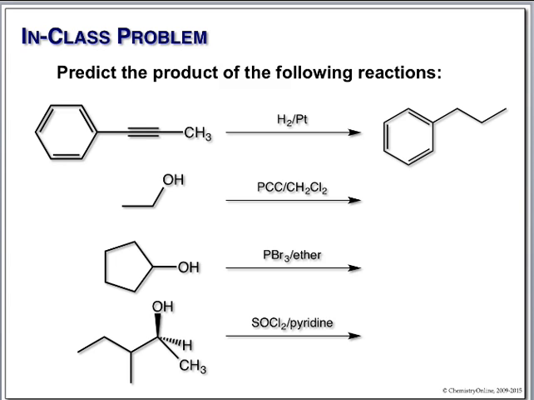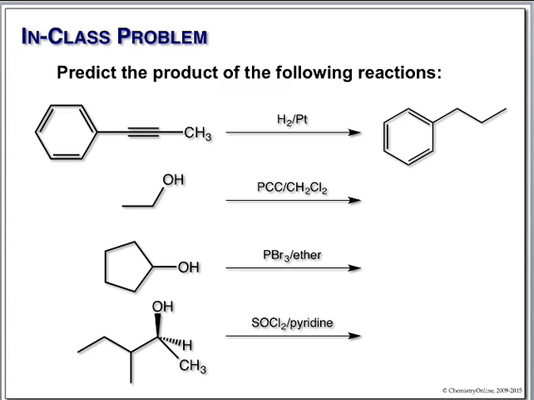PCC and dichloromethane. PCC, we recall, is pyridinium chlorochromate. Now, chromates are oxidants. So we're going to oxidize this alcohol. If we simply used Jones reagent, which is chromic acid and sulfuric acid, we would oxidize the alcohol, that carbon, all the way down to a carboxylic acid. However, PCC, pyridinium chlorochromate, is a very mild oxidant.